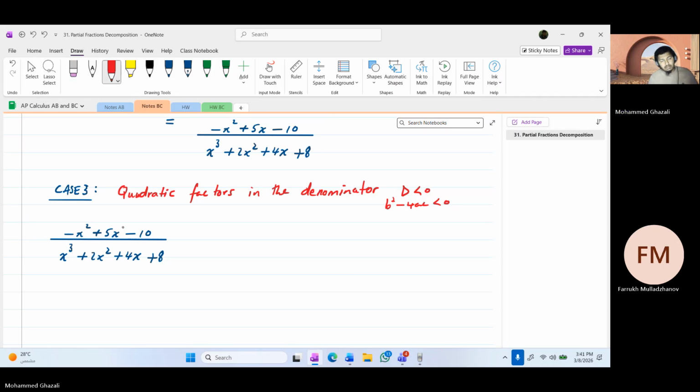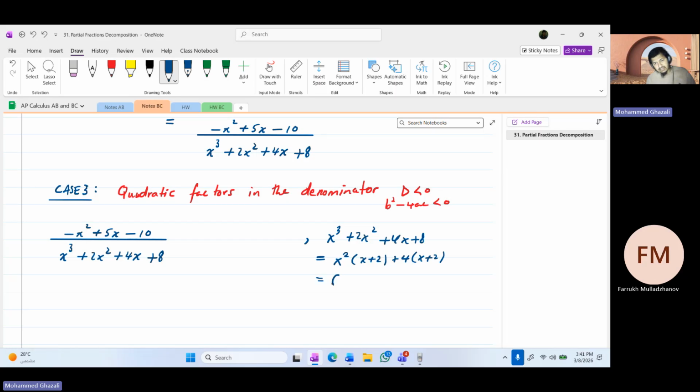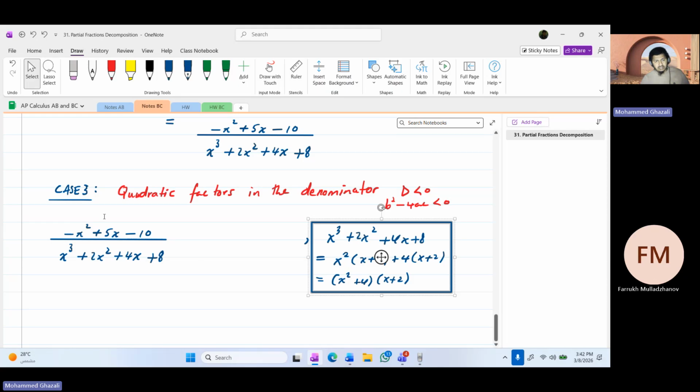Now, so how do we know we have quadratic factors in the denominator? Obviously, we need to check the denominator now. We got x cubed plus 2x squared plus 4x plus 8. So let me just group it and try to solve this. If I take out x squared, I'll be left with x plus 2. If I take out HCF from here, 4, I will be left with x plus 2. So now I have x squared plus 4 into x plus 2. You can clearly see that you can't factor this out at all. All right, so this is checking for your denominator. And obviously, you have to factorize every time. When we are solving these, you have to check the factors in the denominator first.